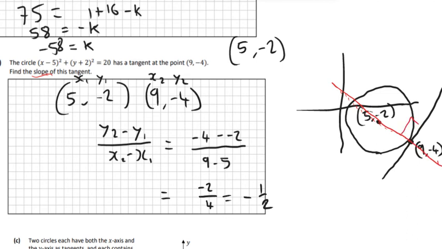Now because it makes a right angle with the line that I want, you can do minus the reciprocal of it. So minus the reciprocal would be just 2 over 1, or just 2. So 2 has to be the final answer there then. So 2 is the slope of the tangent.